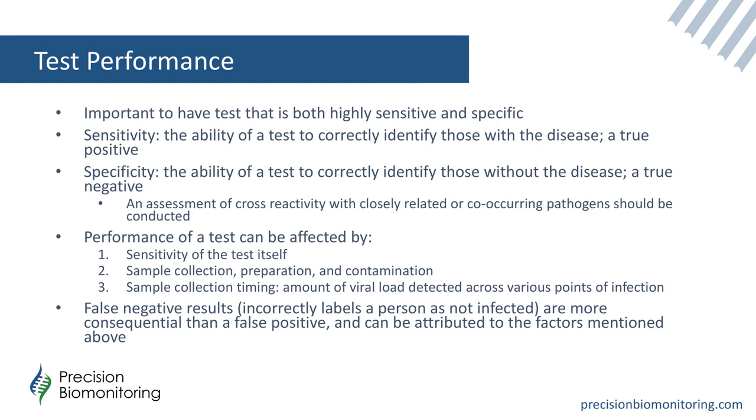So false negative results, where you have somebody labeled not infected when in fact they are, generally are considered more consequential than a false positive, where someone's told they are positive when they're not. And quite a lot of this possibility for both false negatives and positives can be attributed to the factors above. So it's really important in test collection to have a good understanding of how to prepare a sample to work appropriately with that PCR test, and that you have trained personnel for sample collection and processing, as well as running the test itself.